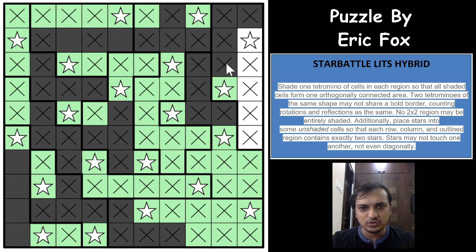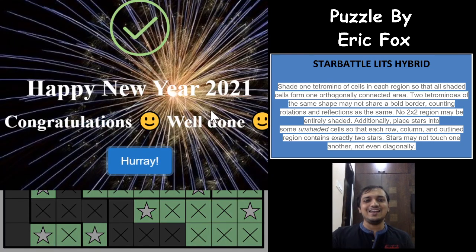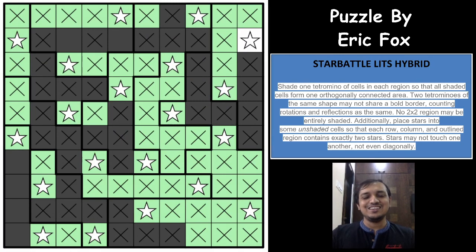You cannot have these 4 cells, a 2 by 2 group of shaded cells. You cannot have these 4 cells again, same these 4 cells. You cannot have these 4 cells as well. You form an L here again, and the L is already touching that, which means it has to be the I. And excellent, we have completed this superb, gorgeous hybrid puzzle by Eric Fox.